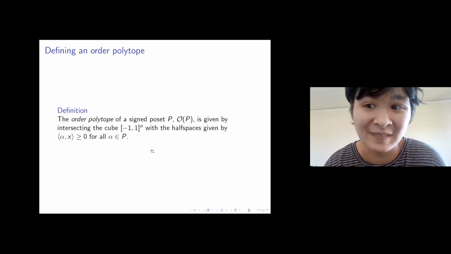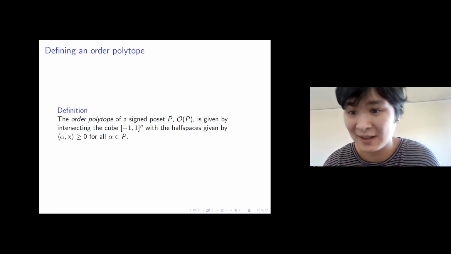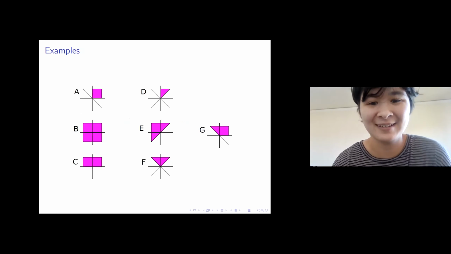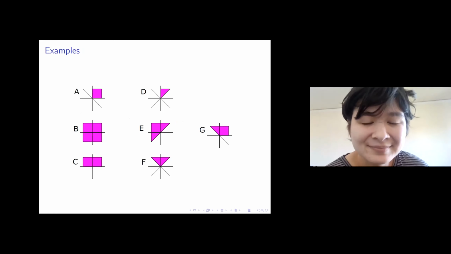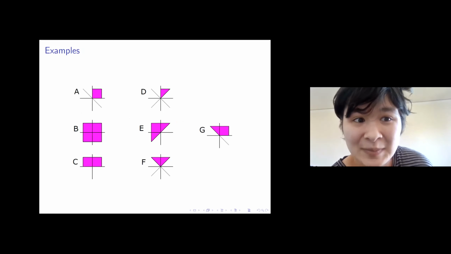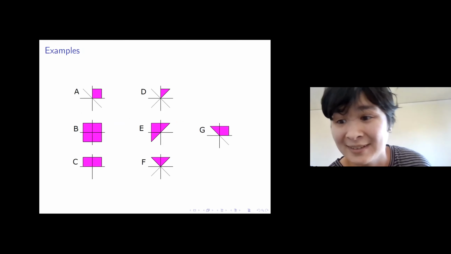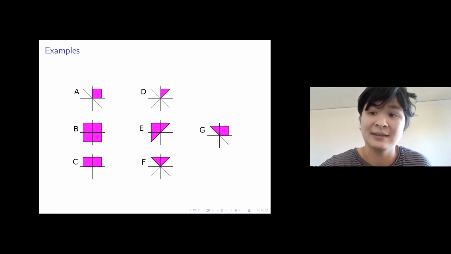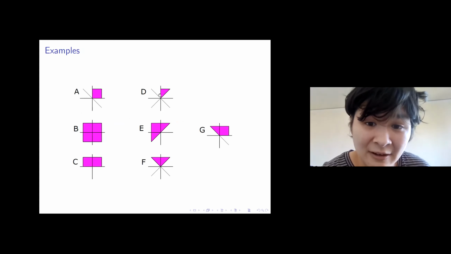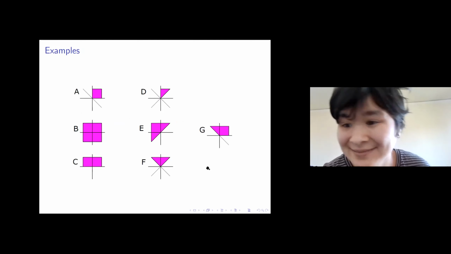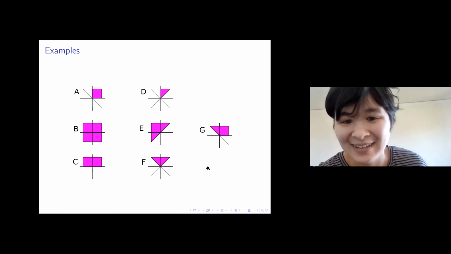Okay, so I shouldn't define a polytope and not give you a picture. So here are 7 pictures of signed order polytopes. These are all of the ones up to rotation that happen in dimension 2. I want to point out that these 2 are the only order polytopes in dimension 2, and here we have a bunch more. So that was exciting to me.